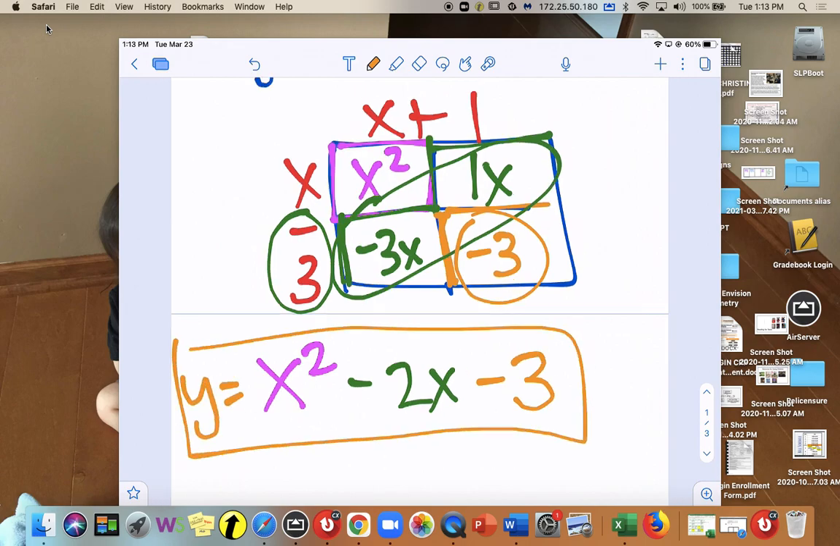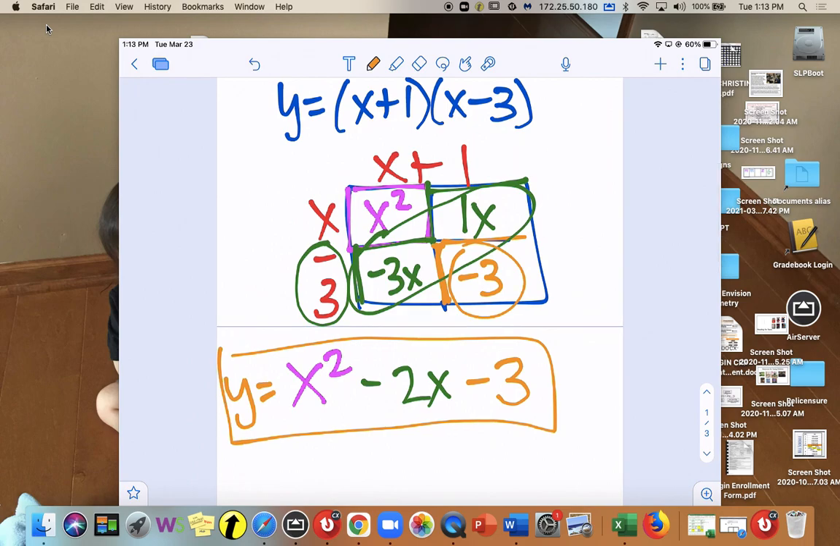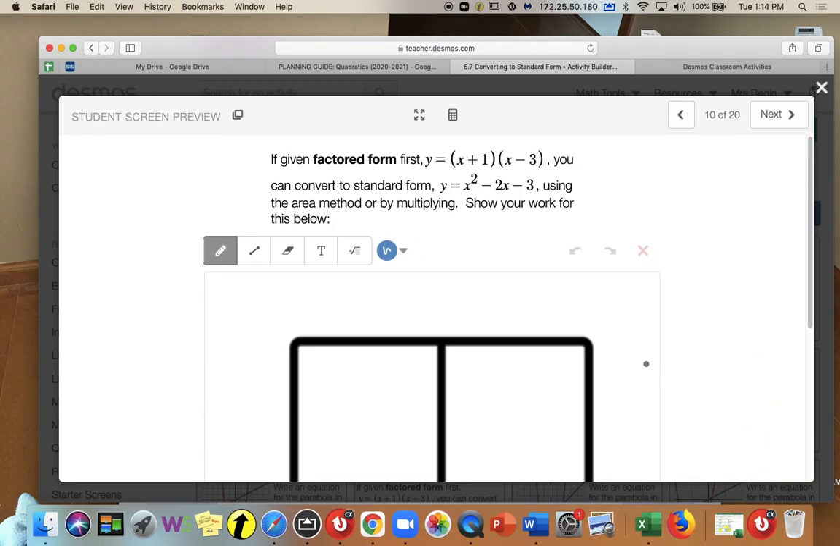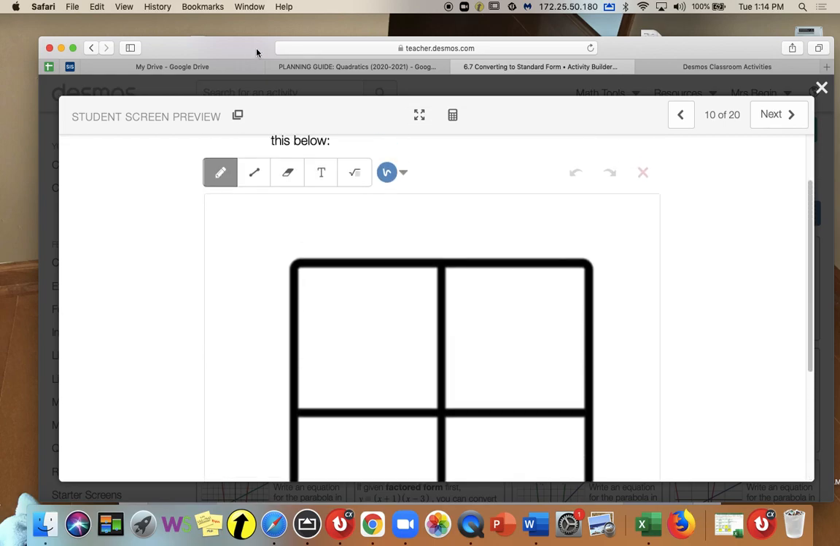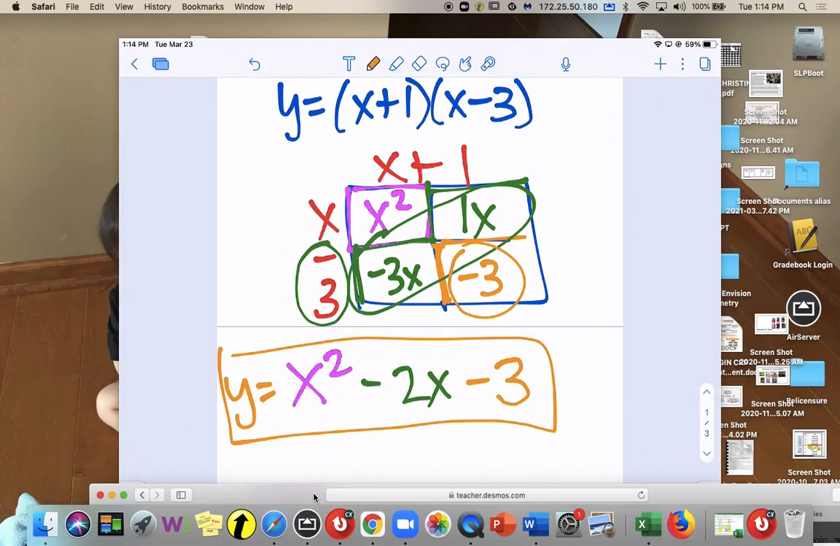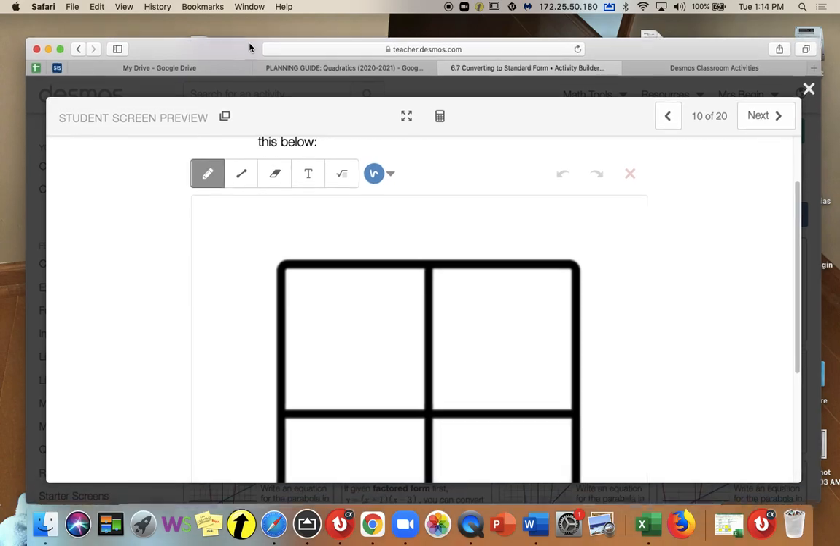What you've just witnessed is changing it from factored form to standard form. So again, we had parentheses, we multiplied it out, and then in standard form, there are no parentheses, you've multiplied it out. So there's the answer to slide number 10. Multiply it out, show your work, and I did that right here. So we'll get x squared minus 2x minus 3, that's standard form.